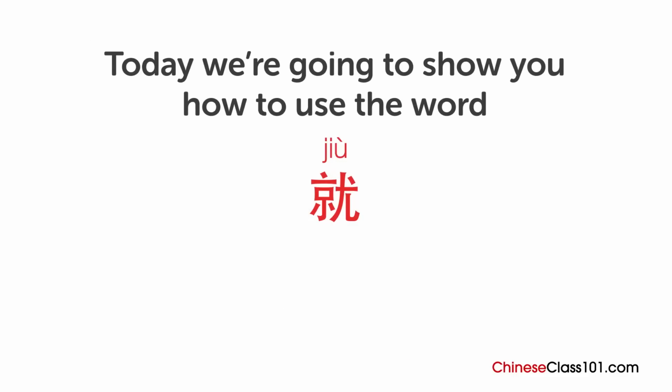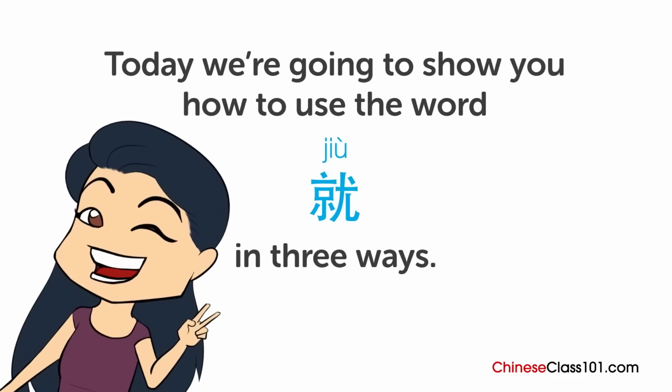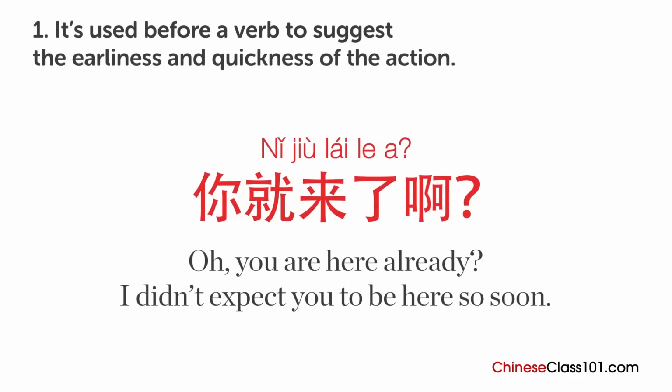The question for this lesson is, how do I use the adverb 就? Today we're going to show you how to use the word 就 in 3 ways. Here's the first usage. It's used before a verb to suggest the earliness and quickness of the action.